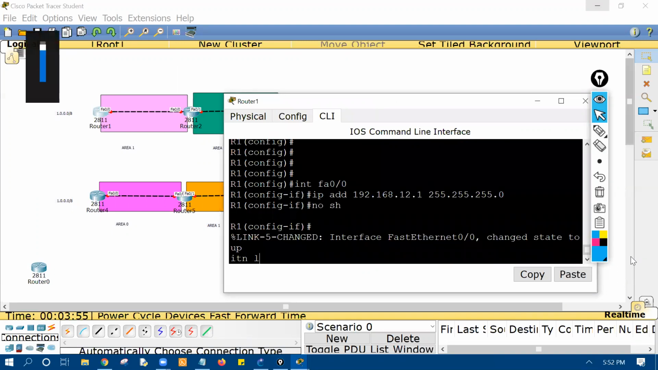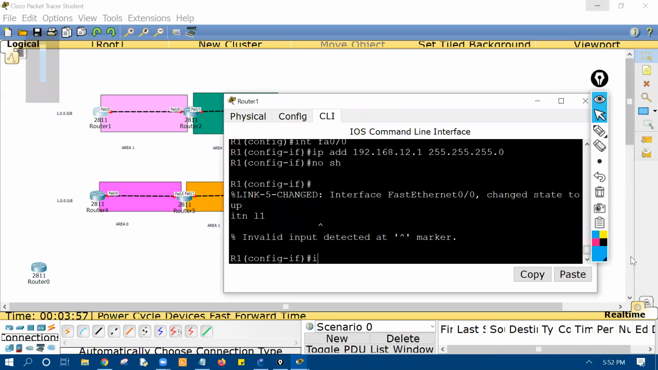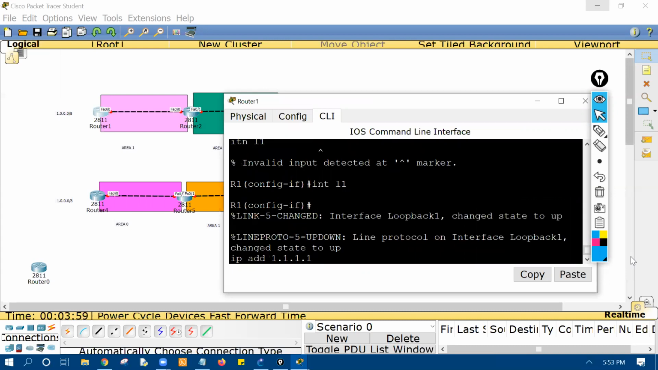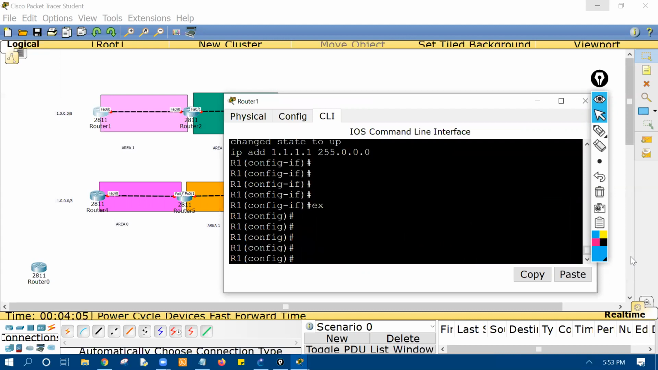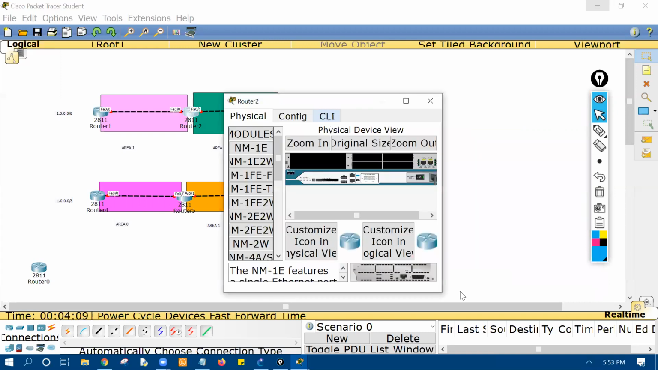No shutdown. Interface loopback number 1 IP address. Done. Loopback does not have a MAC address. So I'm done with the R1, and let's go to R2 now. Let me configure the IP addressing on this guy as well.